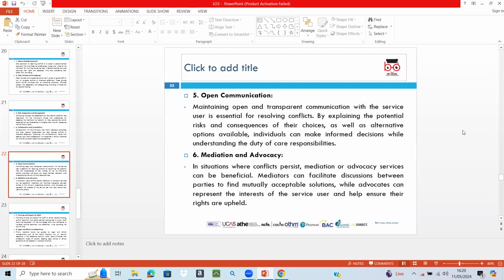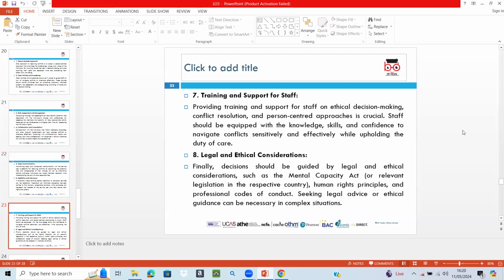If we embrace open communication practices and consider mediation and advocacy services when necessary, the adult social care setting can effectively navigate conflicts, promoting collaborative solutions that prioritize the well-being and autonomy of the service user while upholding the dignity of care responsibilities. So all these are the important aspects with examples. Then, moving on to the next slide, we have training and support for staff, and then legal and ethical considerations.